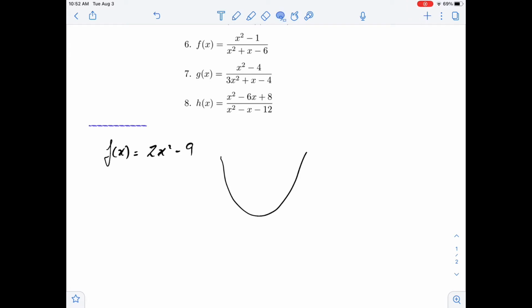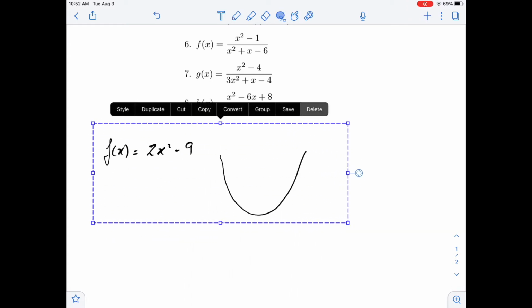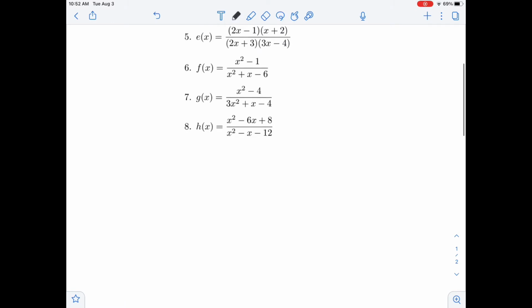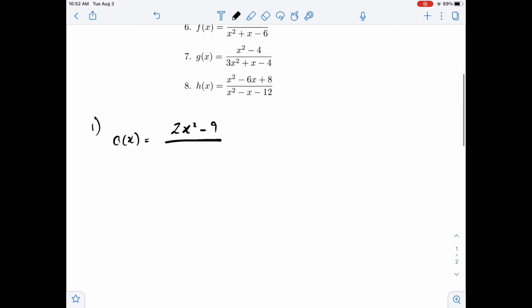So let me just get rid of this here for a second and take down my function here. I'm going to start with question 1. So I think it was A of x, and it is 2x squared minus 9 all over x squared minus 9.